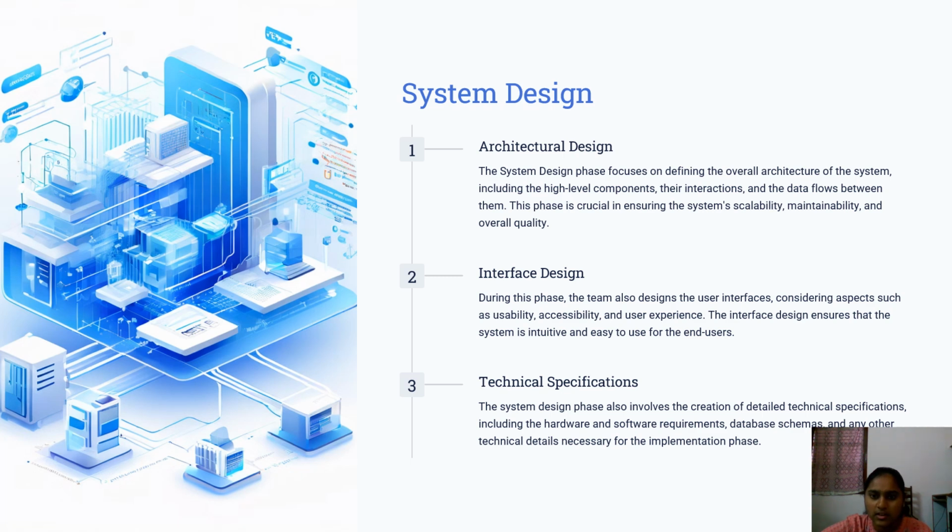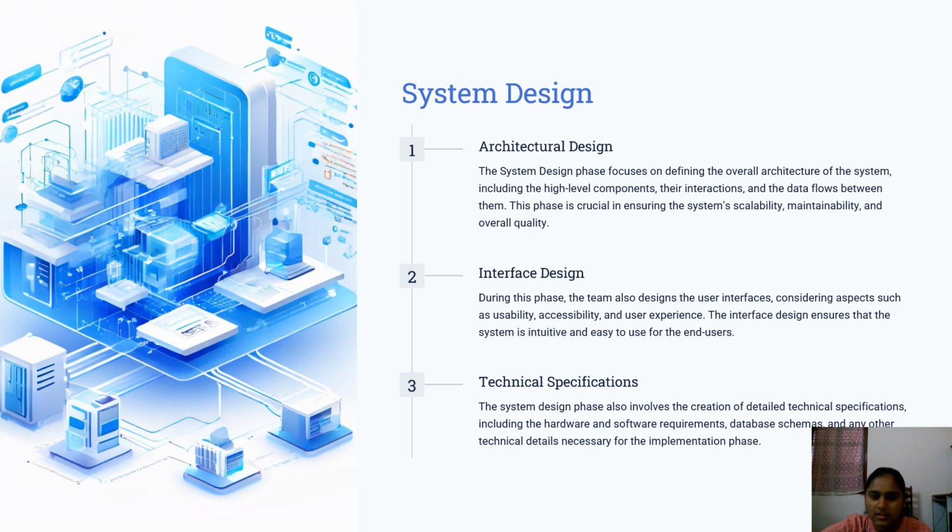System design. Architectural design. The system design phase focuses on defining the overall architecture of the system, including the high-level components, their interactions, and the data flows between them. This phase is crucial in ensuring the system's scalability, maintainability, and overall quality.